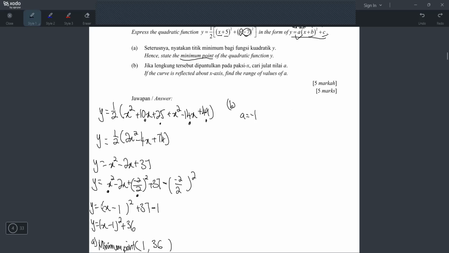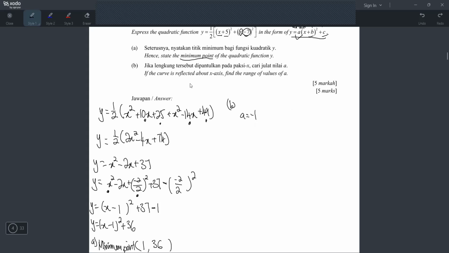Because the original value of a is +1. So when you reflect, the magnitude of a will stay exactly the same because the width of the curve never changes. It's just that the whole thing flips over. So a will change from +1 to -1, right? But of course, if the original one is +2, then once you reflect about the x-axis, it will become -2, right? Yeah, it makes sense, all right?